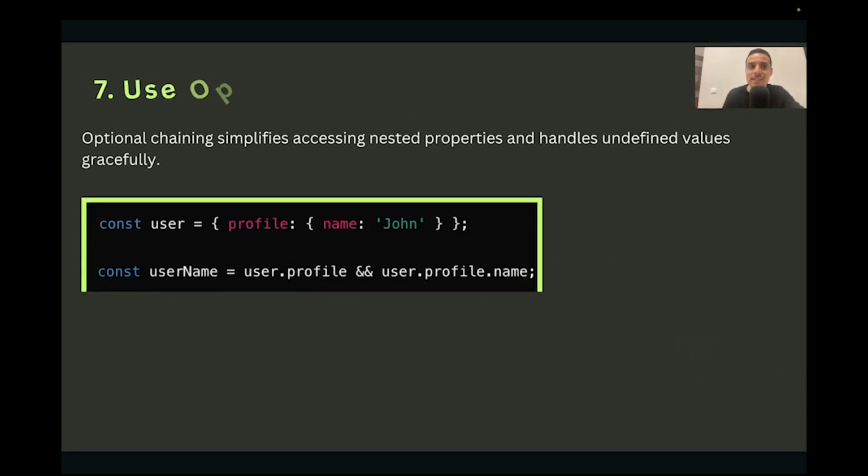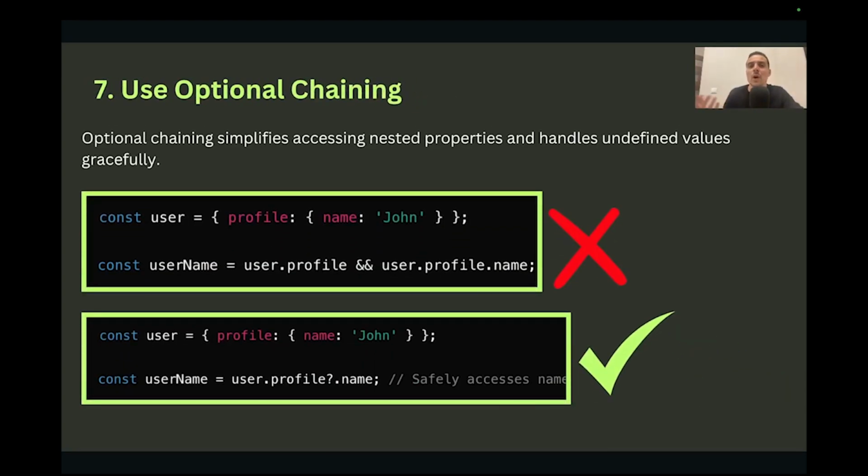Number 7 in the list is using optional chaining. Optional chaining is a great feature. It simplifies accessing deeply nested properties of an object and handles undefined values gracefully without throwing an error. So make sure you use optional chaining.